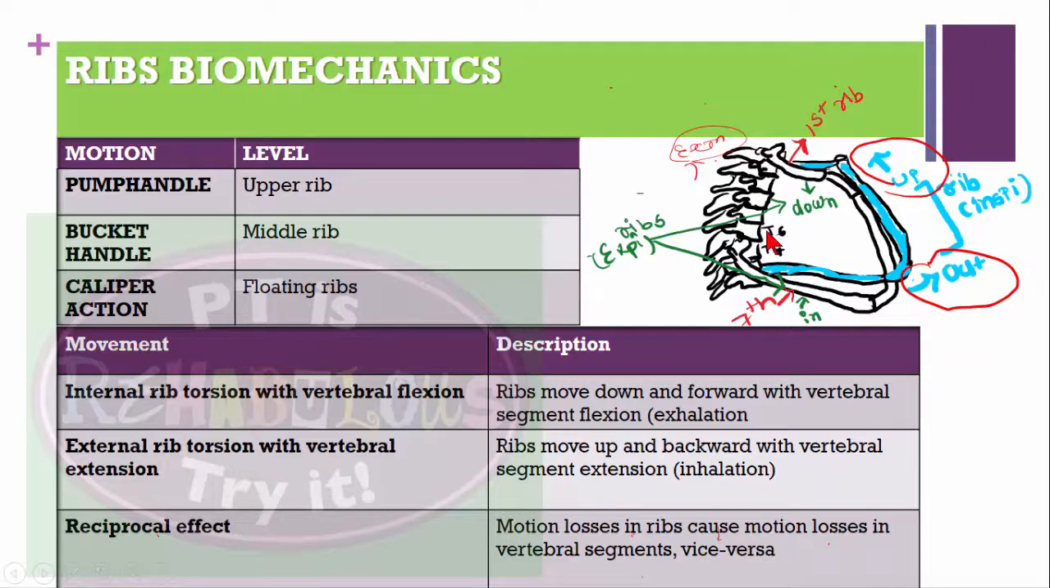If there is lost movement in the vertebra, that will affect your rib. If your ribs are affected, your movement in the vertebra is also affected. This is vice versa.